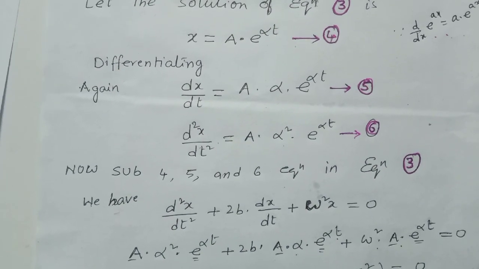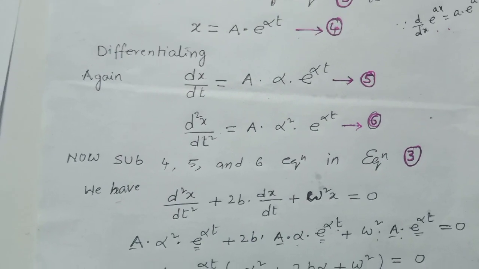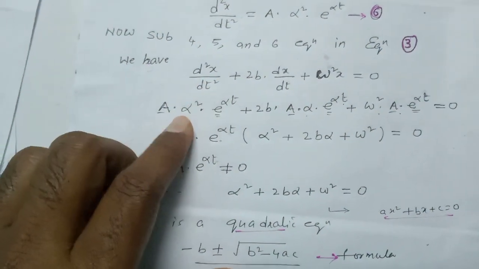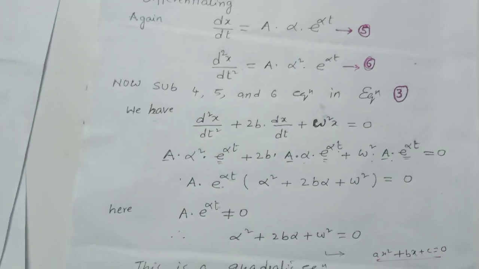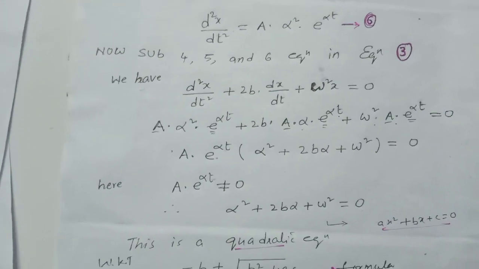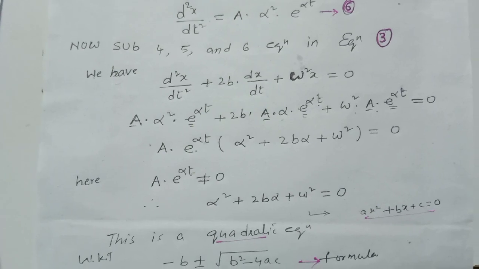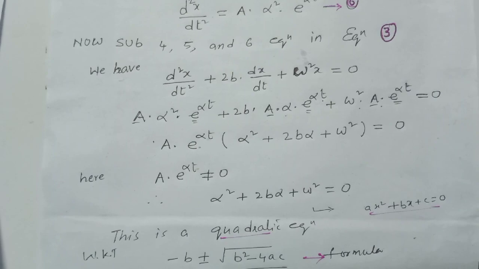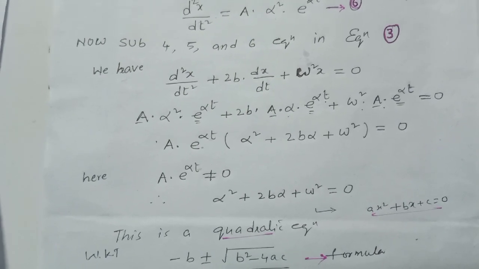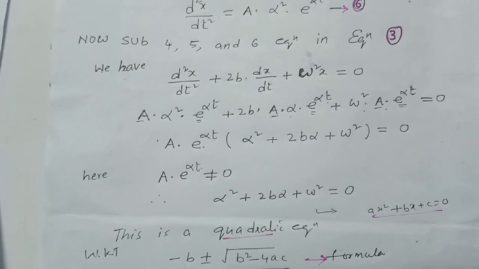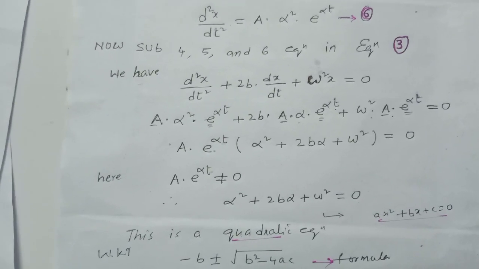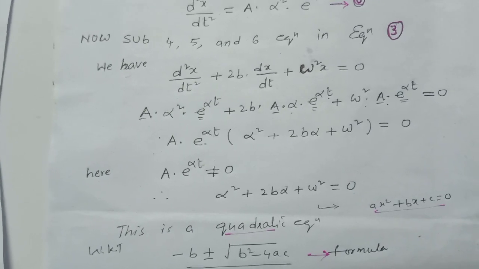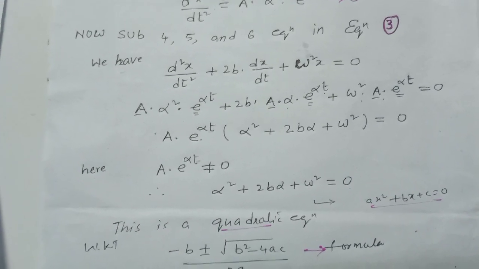Now we put these equations 4, 5, 6 into equation 3. See, this is equation 3, and we are putting the values from 4, 5, 6. We get a into alpha square into e power alpha t plus 2b into a into alpha into e power alpha t plus omega square into a into e power alpha t equals 0. Now in this equation we take a into e power alpha t common. Then we have alpha square plus 2b alpha plus omega square equals 0.